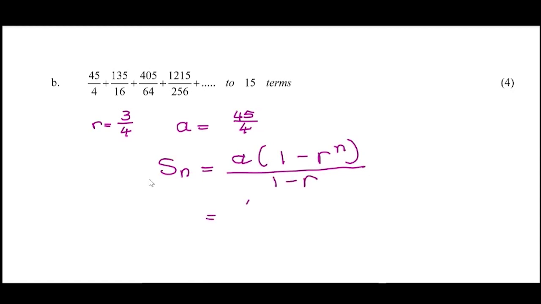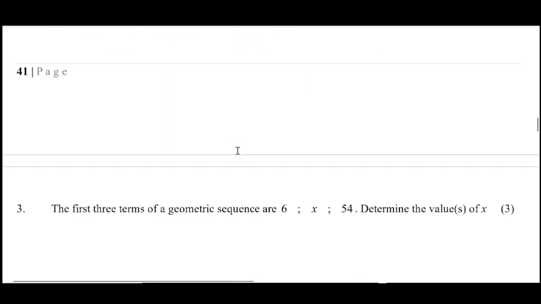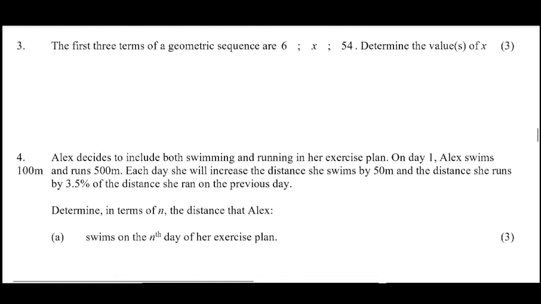And what I'm going to get is 45 over 4, times 1 minus 3/4 to the power 15. Remember, I'm adding up 15 terms here, over 1 minus 3/4. All right, and I'm going to put all of that into a calculator. And in fact, what I get is 44,399. Okay, that's the sum to 15 terms of that sequence. In fact, it's that series. All right, let's have a look at the next one.